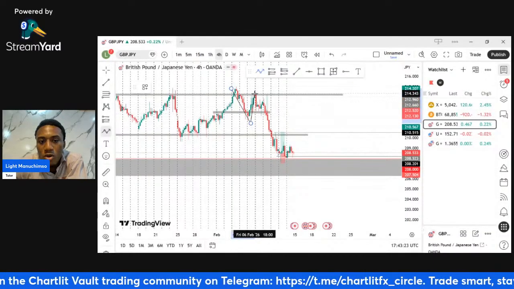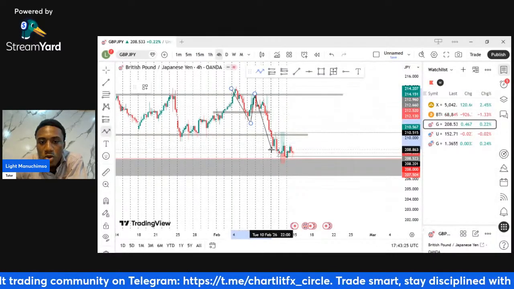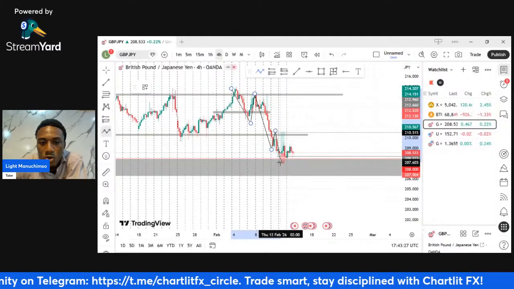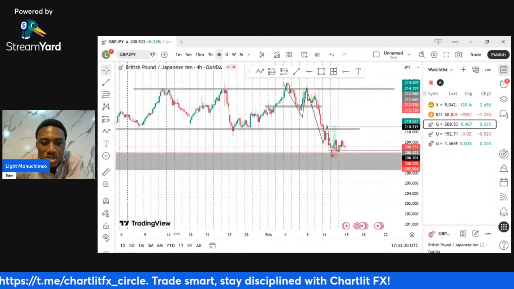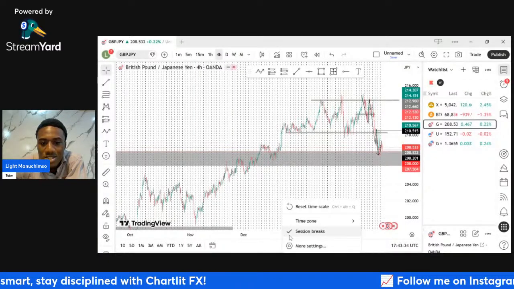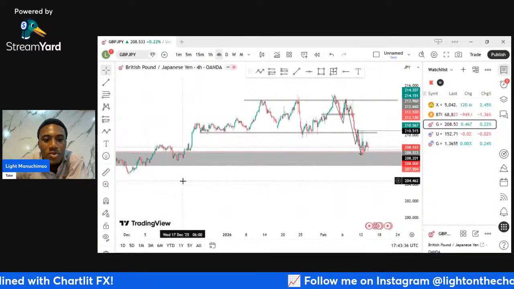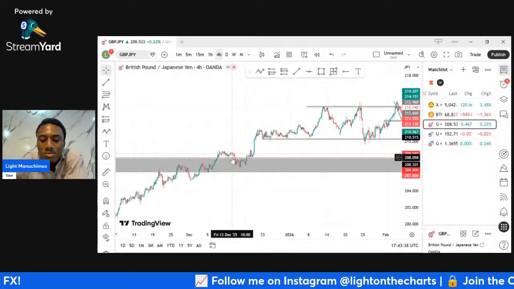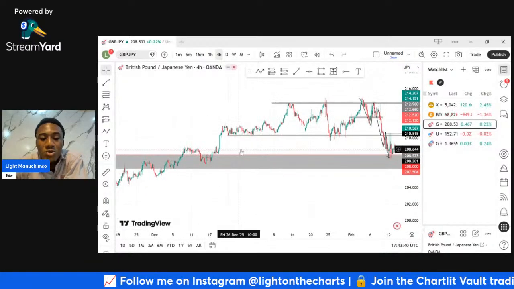Gives us a lower low, lower high, lower low, lower high, and lower low. Now, since this gray zone is a key level, and you guys already know what key levels are, let me take away this session break so that the chart gets to be clear. Key levels are where price has actually made noise before. That's what key levels are.